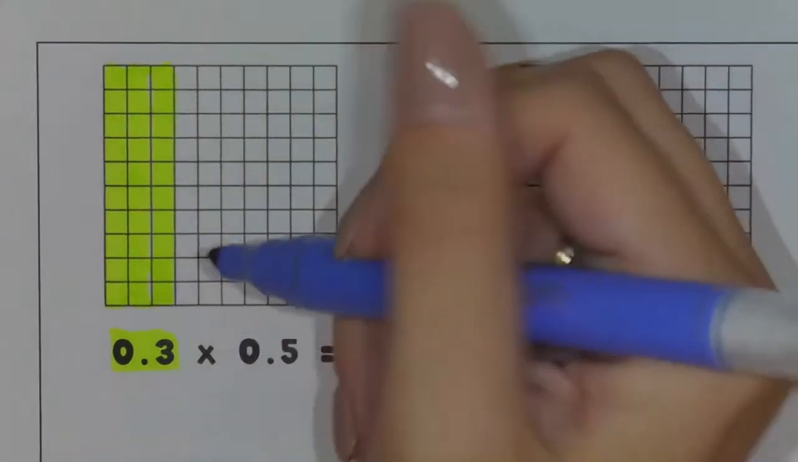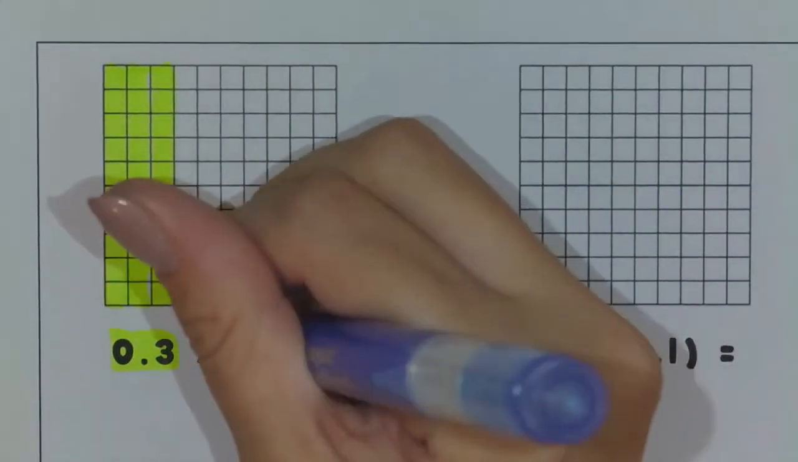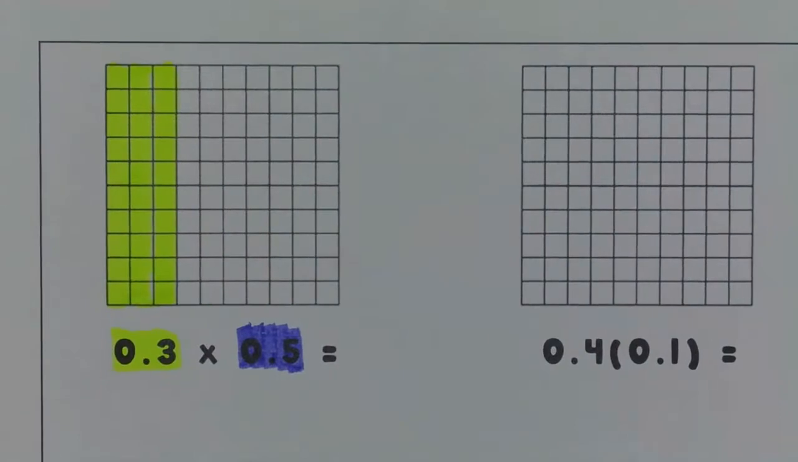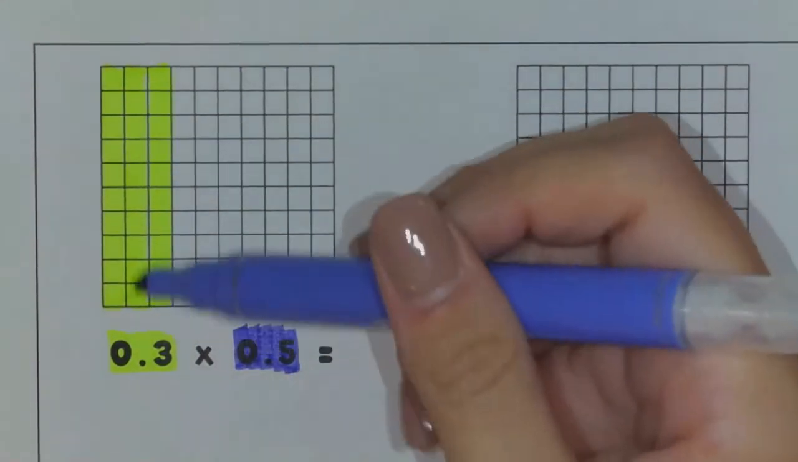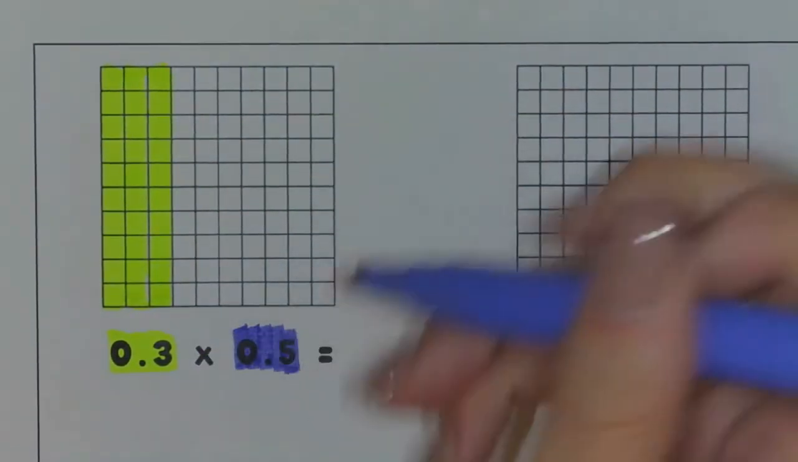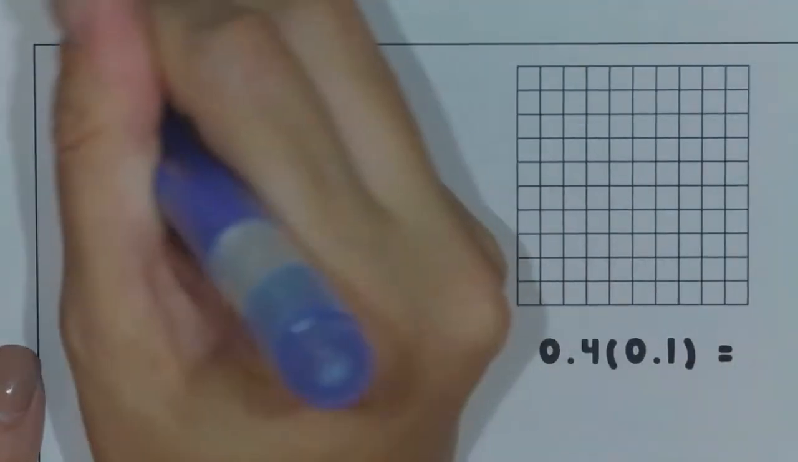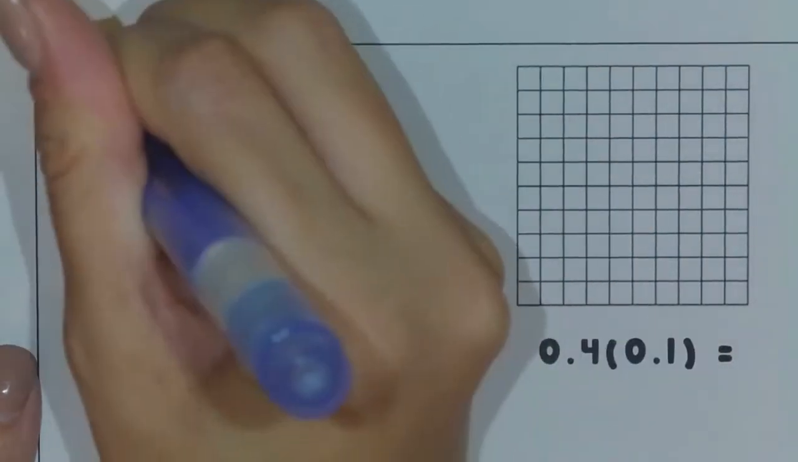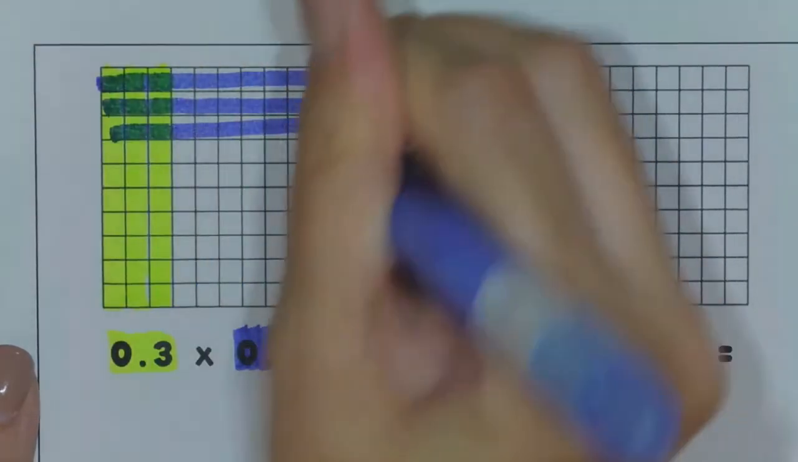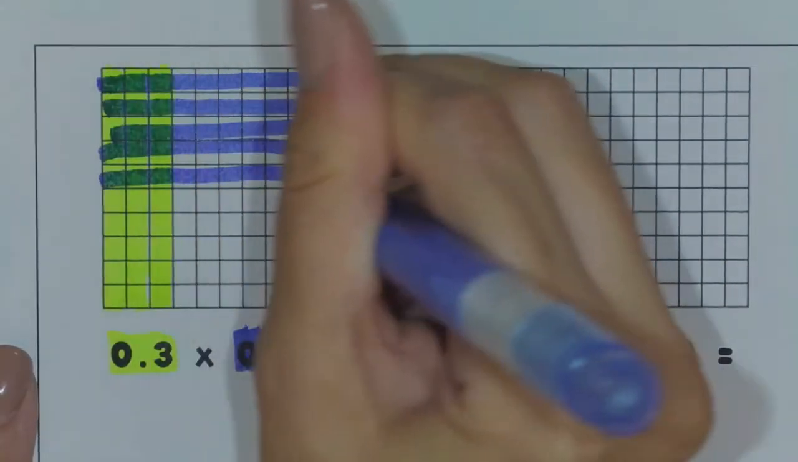So if I've used my yellow for my 3/10, I'm going to use my blue for my 5/10. I went vertically for the first number, so I need to go horizontally for the second number. So I'm going to shade in 5/10. 1, 2, 3, 4, 5.